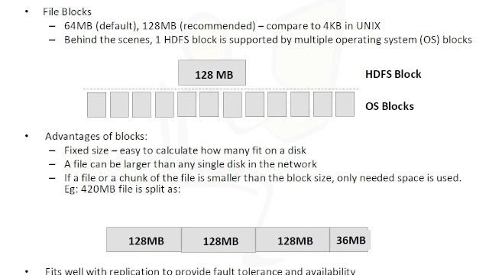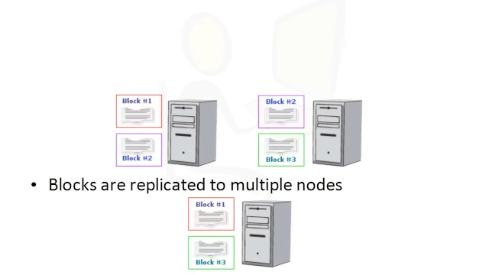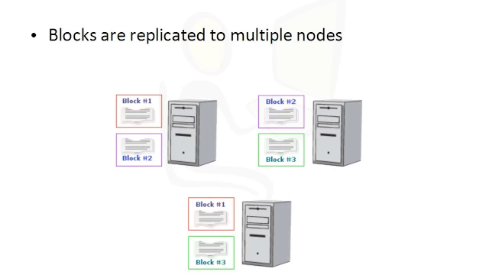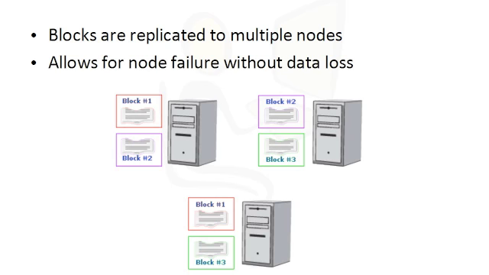Finally, blocks fit well with replication, which allows HDFS to be fault tolerant and available on commodity hardware. As shown in the figure, each block is replicated to multiple nodes. For example, block 1 is stored on node 1 and node 2. This allows for node failure without data loss. If node 1 crashes, node 2 still runs and has block 1's data. In this example, we are only replicating data across 2 nodes, but you can set replication to be across many more nodes by changing Hadoop's configuration or even setting the replication factor for each individual file.